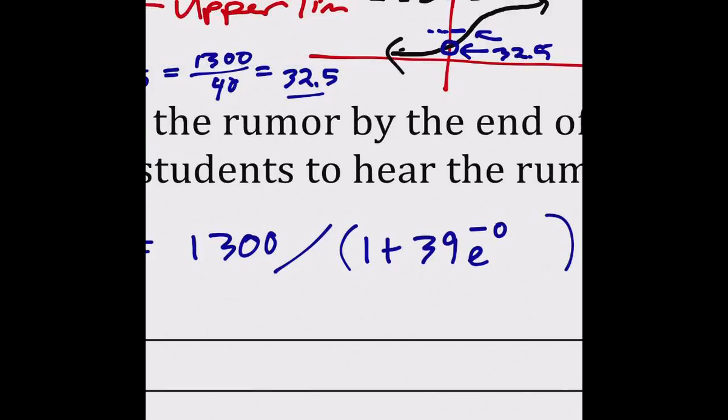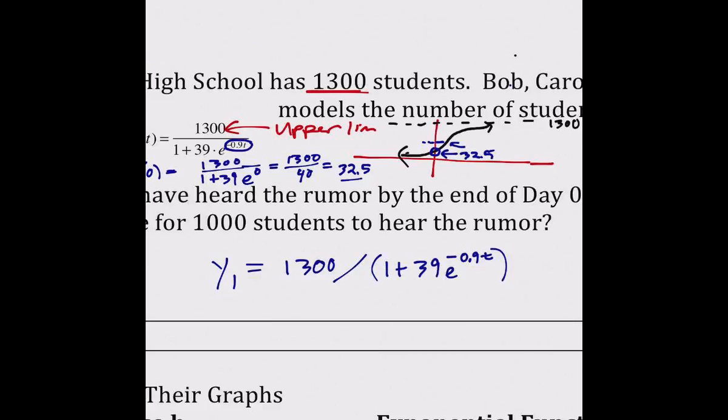0.9 e to the x, of course. So that goes into y1. And then in y2, you're going to put in 1,000. And this is the challenge to you. You've got to find where that 1,000 hits on your graph up above.